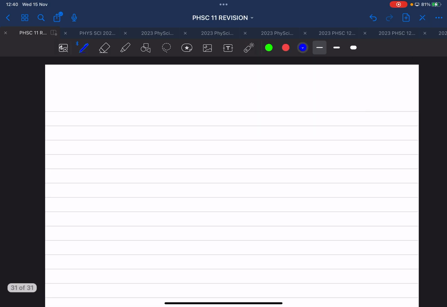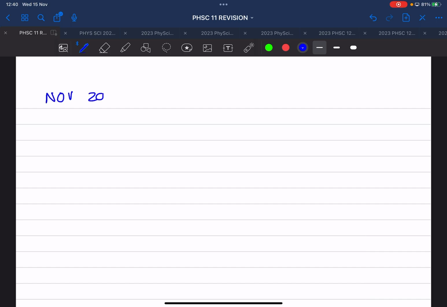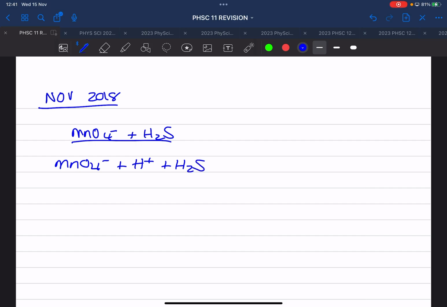Okay, so we are at November 2018. They say we have a reaction between permanganate ions and hydrogen sulfide. But it's given in ion form, so you have permanganate plus hydrogen ion plus hydrogen sulfide gives you the manganese ion and sulfur and water.